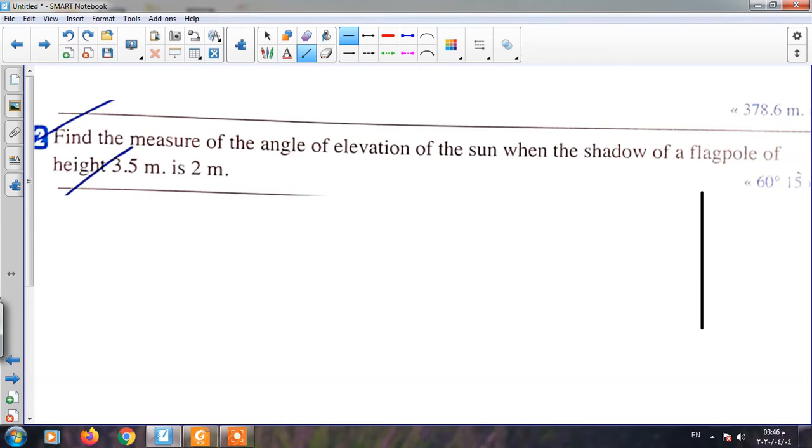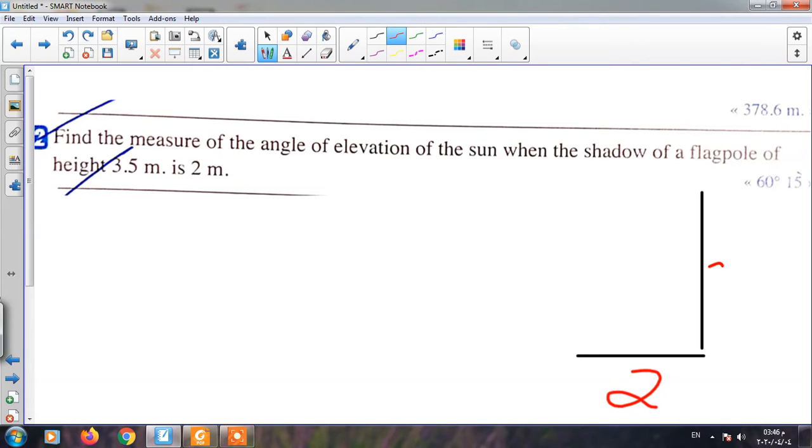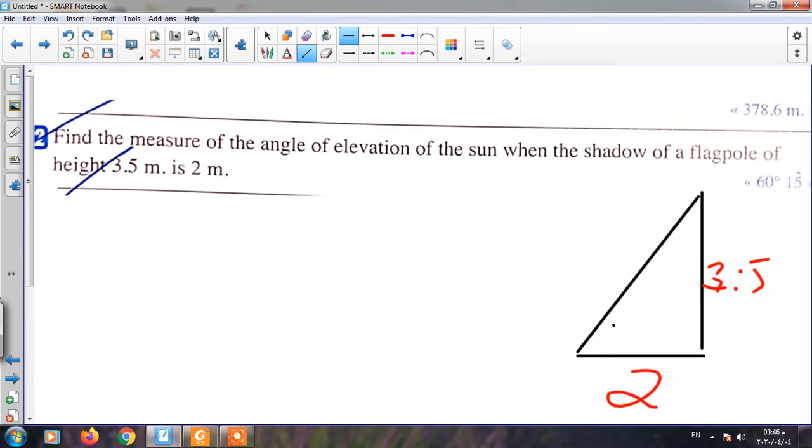It's our flagpole, and it has a shadow. The shadow will be on the floor at a distance of 2 meters. This is the shadow, and this is your flag. It's 3.5. He's asking about the angle of elevation of the sun, which makes our flag. So he asked about theta here.